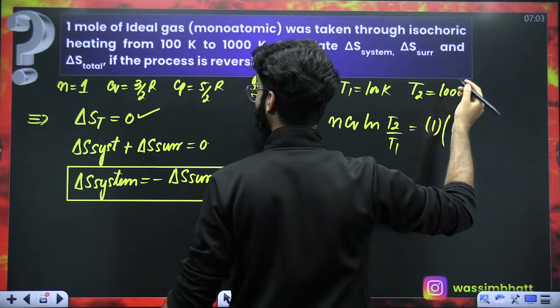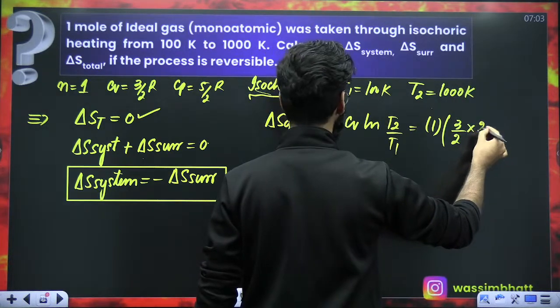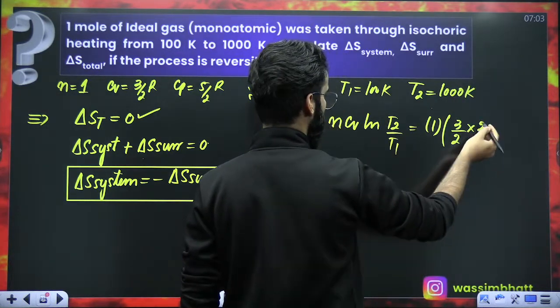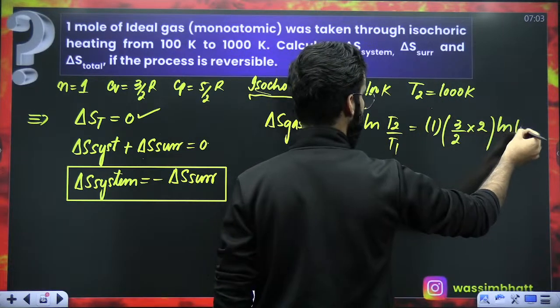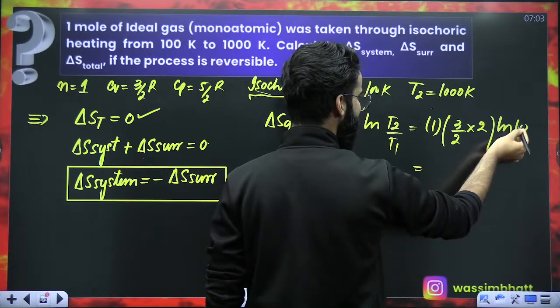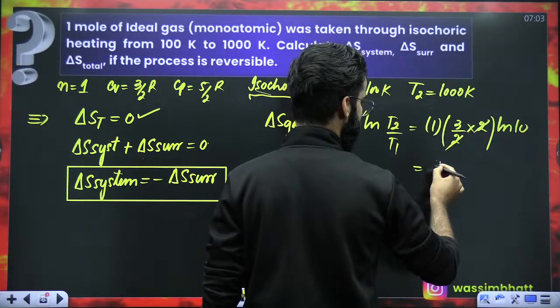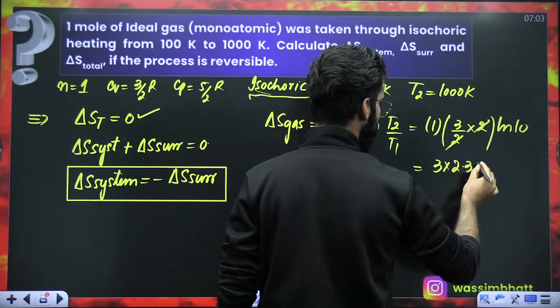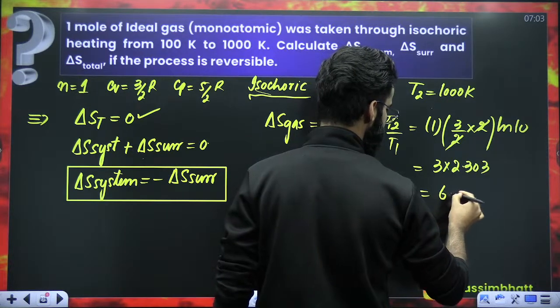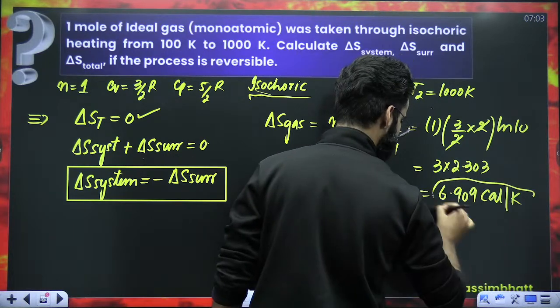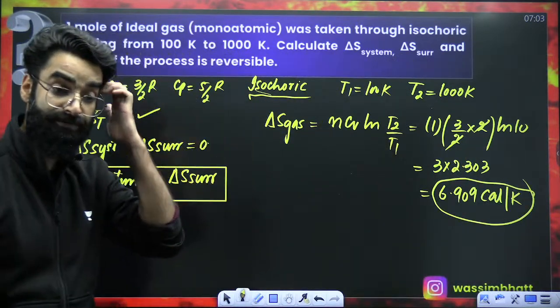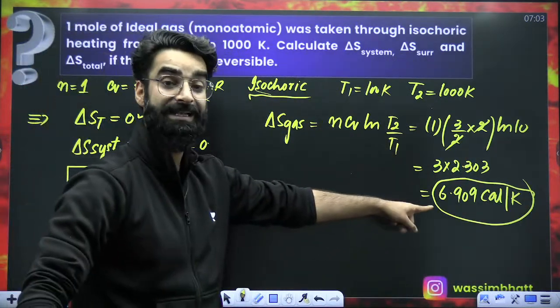Let's say we have to calculate everything in calories, so put the value of R as 2. nCv is 3 by 2 R, ln of T2 by T1. 1000 by 100 is 10, and ln of 10 is 2.303. So this got cancelled, and 3 multiplied by 2.303 comes out to be 6.909. It's going to be calories per Kelvin. So this is the entropy change of the system, delta S gas.